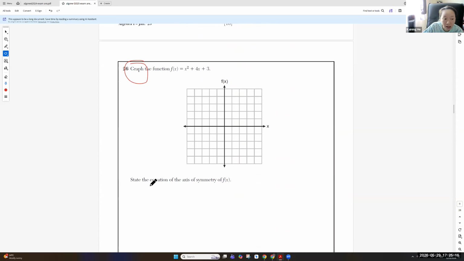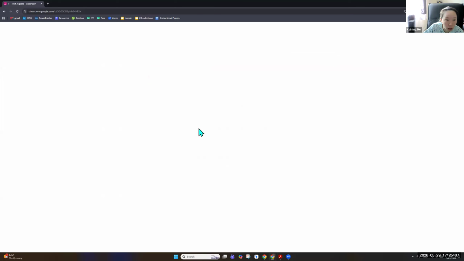And then you say state the equation of the axis of symmetry. So this is another part that I actually assigned in Google Classroom today, and hopefully everybody does see it. Let me pull up Google Classroom right now. It is an assignment that you should do. All right, so this is our Google Classroom.